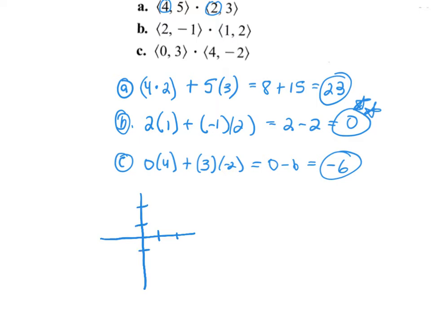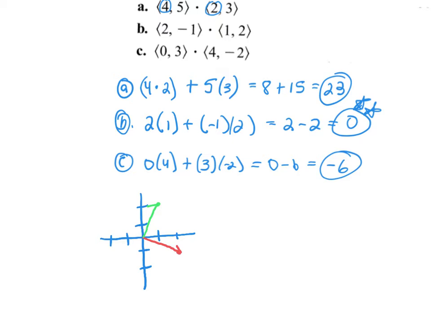Let's pretend that this is the most perfect coordinate plane you guys have ever seen. If I'm going to graph B, my first vector is 2, negative 1. So I go over 2 and down 1. I get this directed line segment like that. Now I'm going to graph the second one, and it's 1, 2. So I get a directed line segment like that.